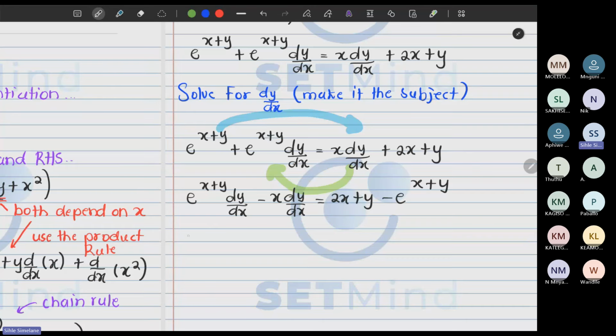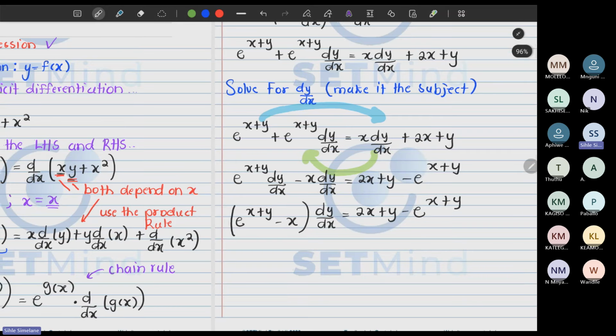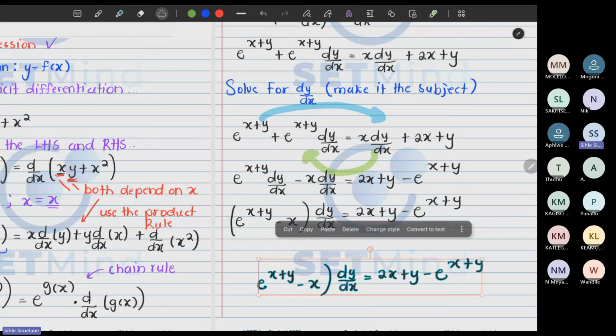So if you look at the left-hand side, guys, we can easily factor out dy/dx so that we can eventually divide and solve for it. So we'll have (e^(x+y) − x) times dy/dx equaling 2x + y − e^(x+y). Remember, we are looking for dy/dx, not dy/dx times something. So we are going to divide by what we have here.